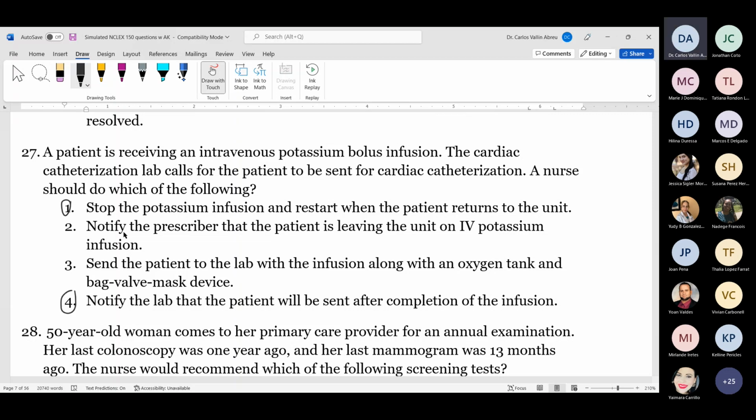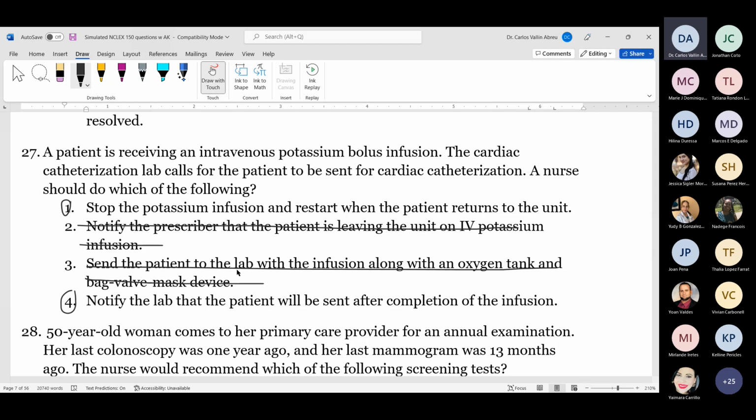So let's see. Option 2, notify the prescriber that the patient is leaving the unit on potassium infusion. Hey, cardiologist, take care of my patient because he's going with an IV drip of potassium, and you know that it requires continuous monitoring because potassium is a very delicate infusion. You are not passing the buck to the cardiologist. Send the patient with the oxygen? That has nothing to do with oxygen, so it is nonsense. It is an easy one to rule out. It's between 1 and 4.